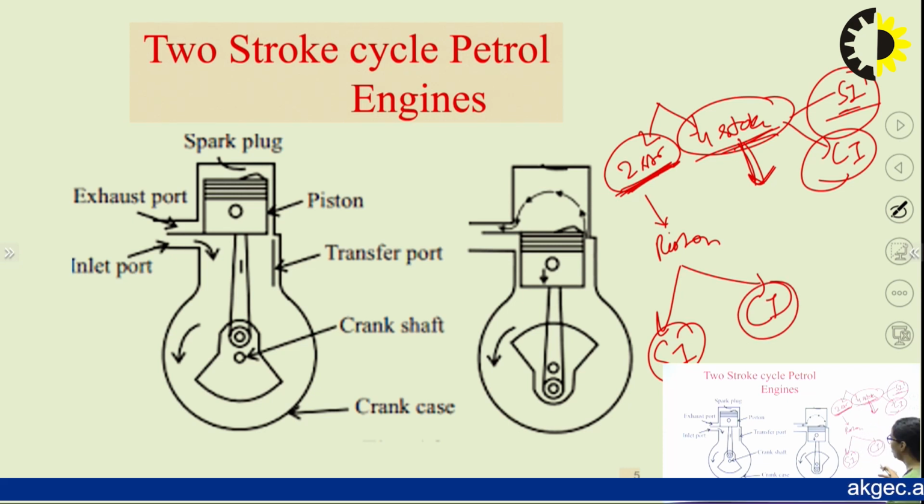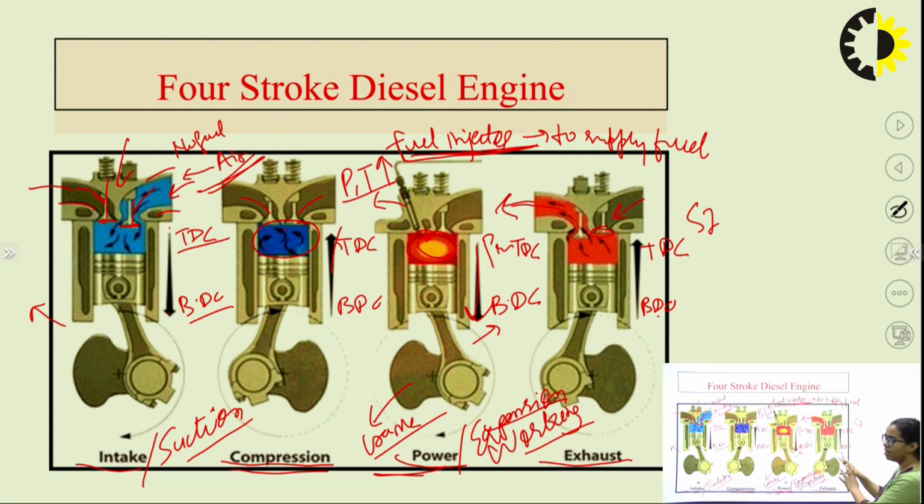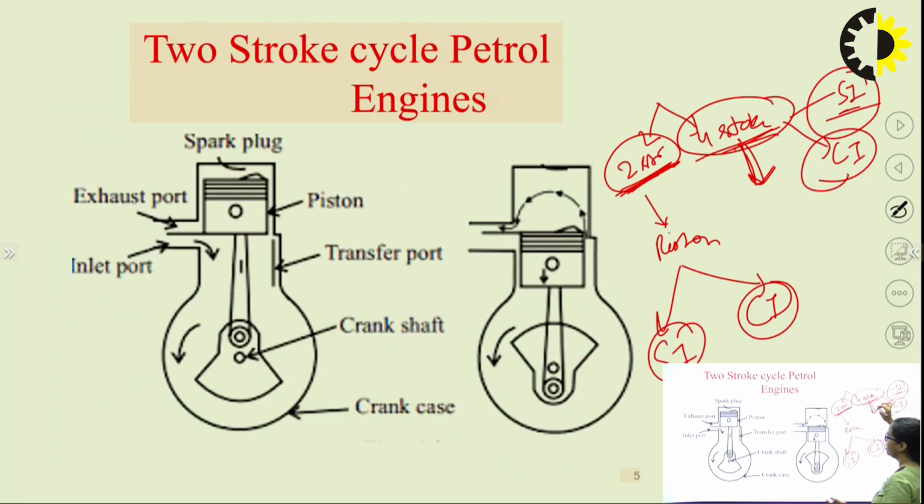Before understanding the working of two-stroke engines, let's discuss the differences between two-stroke and four-stroke engines. The first difference you can see is in the construction of the engine. You can see here there is a certain difference between the components of two-stroke and four-stroke. As you can see, this is a four-stroke engine. Its construction is certainly different when we compare it with two-stroke engines.